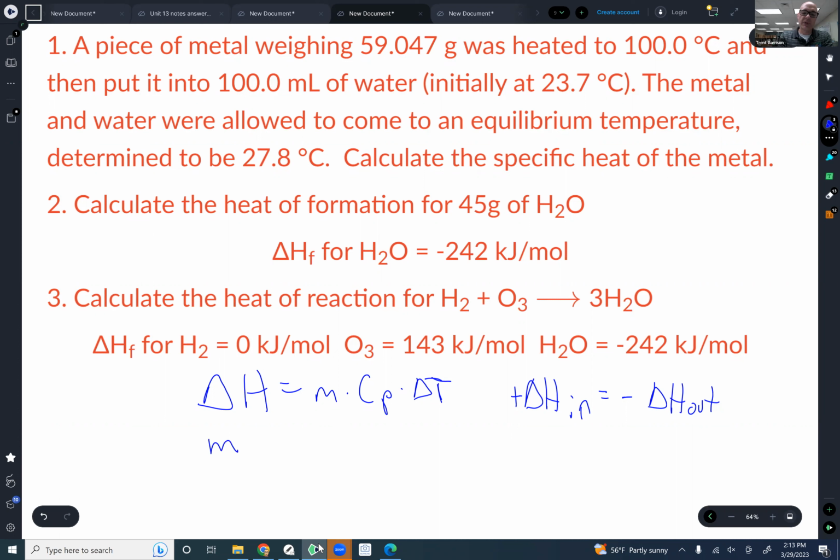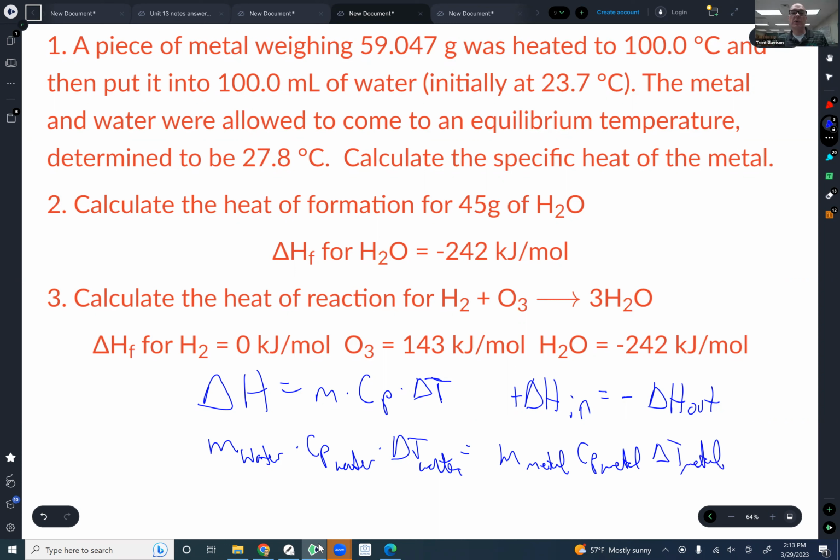So who is gaining heat in this case? Let's read the question. It was heated to 100 degrees and then put in water. So the water is going to be who gains the heat. So for water, the mass of the water times the specific heat of the water times the change of temperature of the water is equal to the mass of the metal times the specific heat of the metal times the temperature change of the metal.